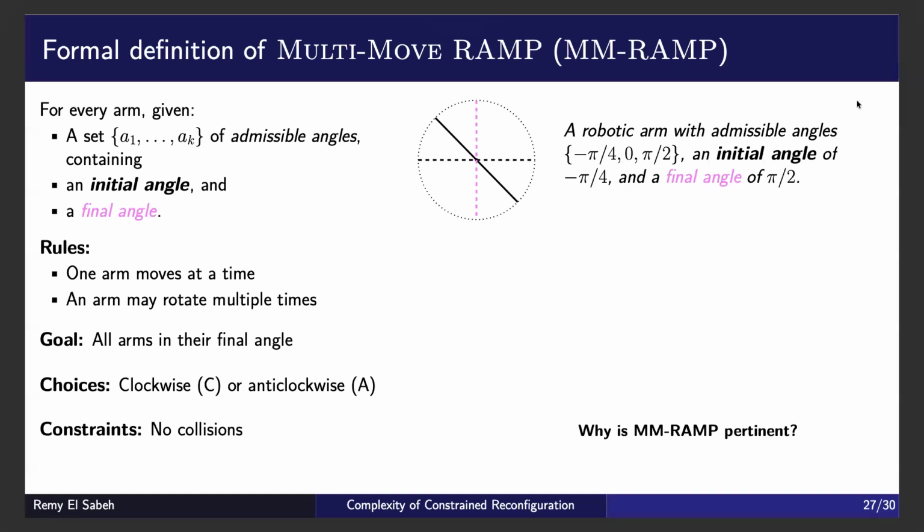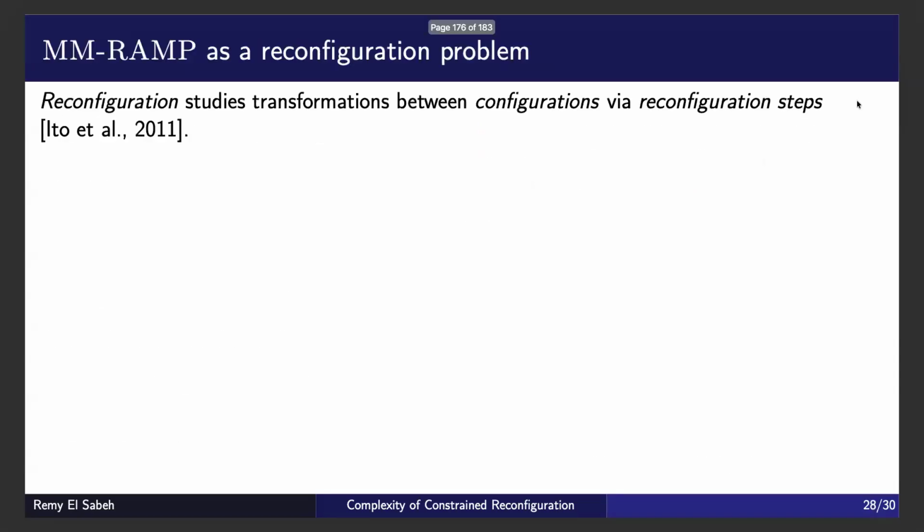So why do we care about MMRAMP? Because it seems like we're just milking the problem at this point, right? So as it turns out, MMRAMP has some uses beyond being a generalization of SMRAMP, and it's that it's a reconfiguration problem. So it took us a while to get here, because that's sort of part of the title of the presentation. But we eventually did get to where we want to get.